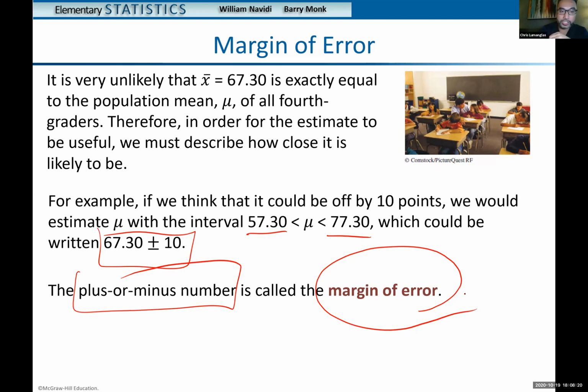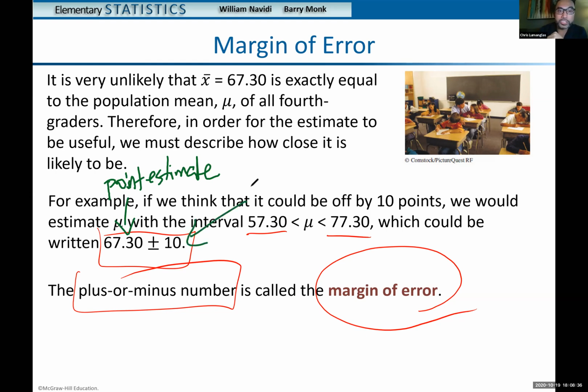Okay, as you can see here, 67.30 is the point estimate, which is the sample mean, and plus or minus a number, this is what you call the margin of error. And this is what you're going to see for this chapter and other chapters like chapter 10 and some of chapter 12.